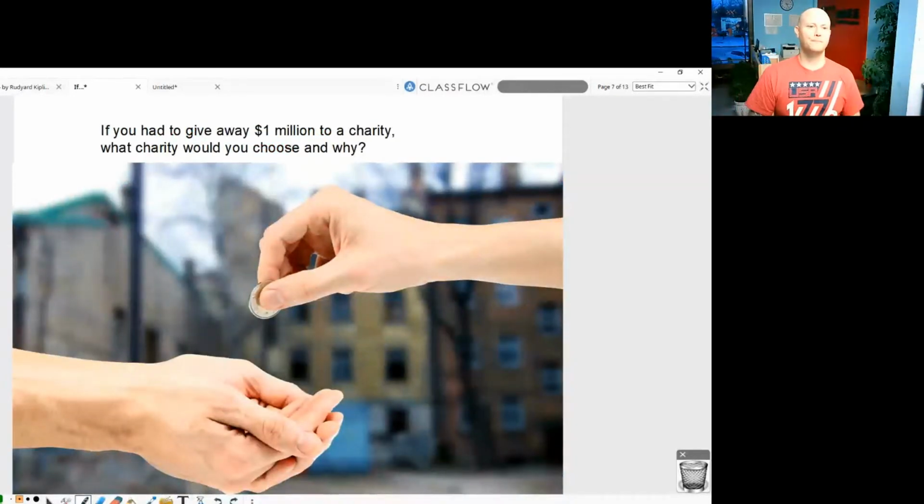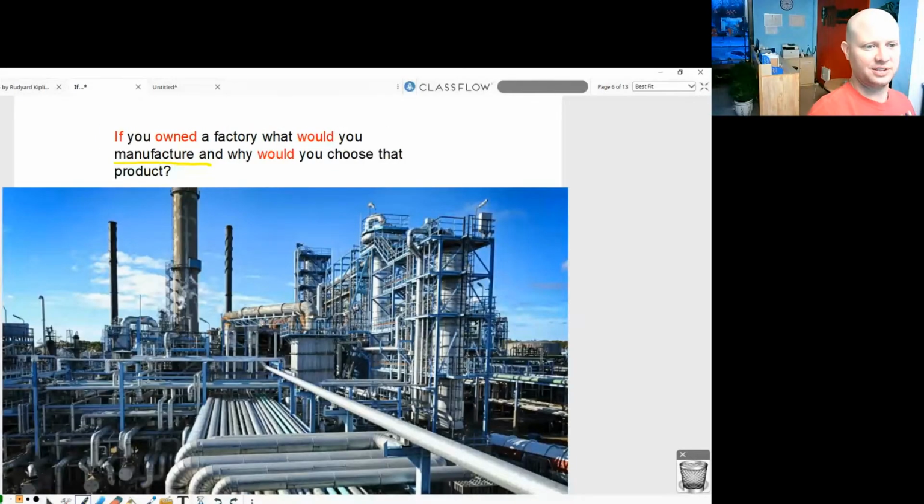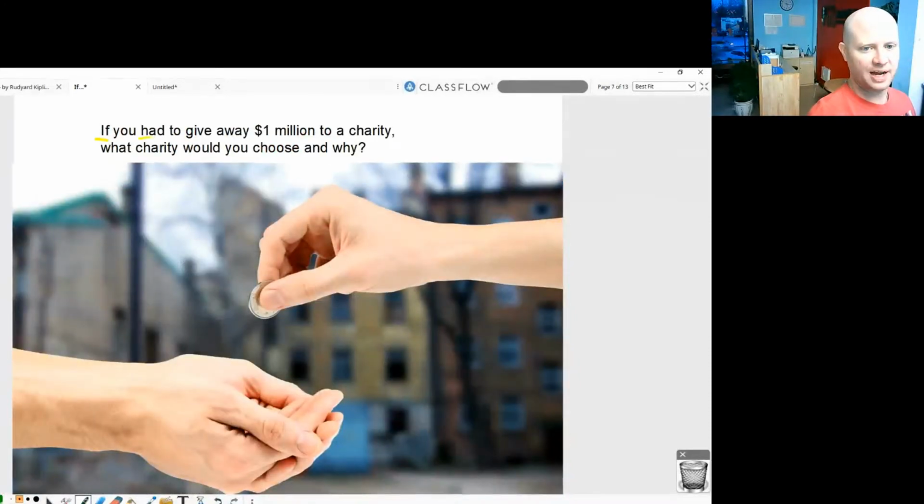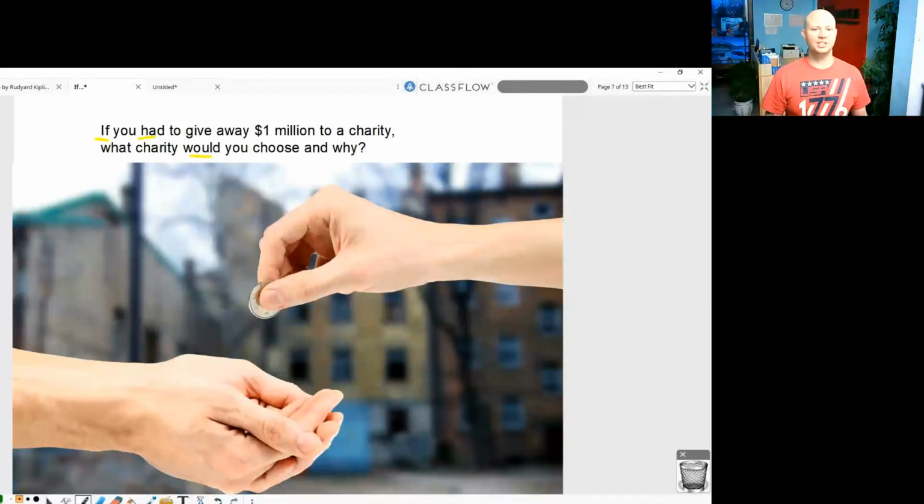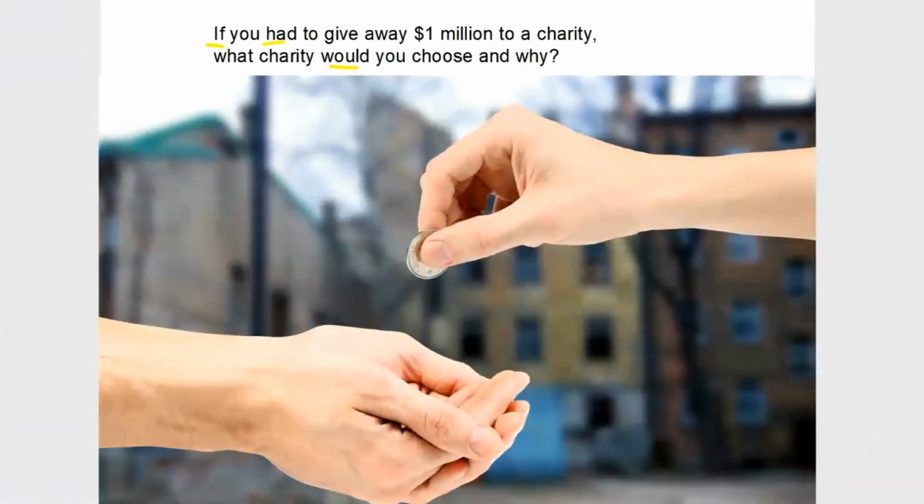Okay, next question. If you had to give away $1 million to a charity, what charity would you choose and why? So if you didn't notice, I took the red away from these, but still notice which words: if, owned, would. They're still here. If, had, would. So if you had to give away $1 million to a charity, what charity would you choose and why? Go ahead and pause the video.